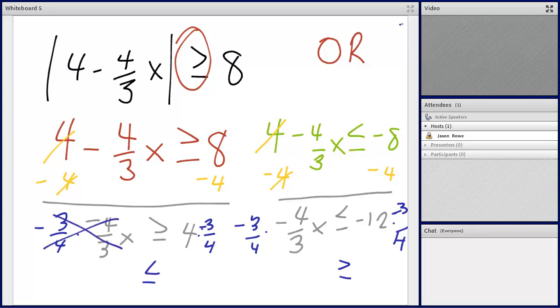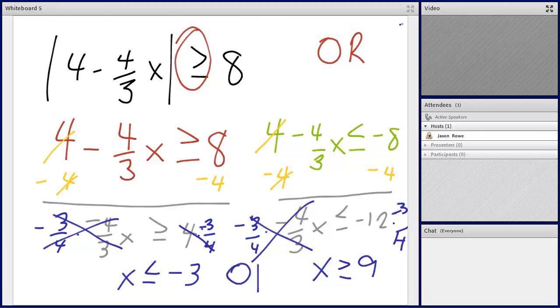And so these will cancel. And how in the world do I multiply 4 times -3/4? Well, these 4's cancel. So that's going to be -3. Those cancel out. What do I do over here? Well, 4 goes into 12 3 times. 3 times 3 is 9. They're both negative. So I've got x is greater than 9. So what's my final answer? My final answer is x is less than or equal to -3. Write the big or right there. Or x is greater than or equal to 9.